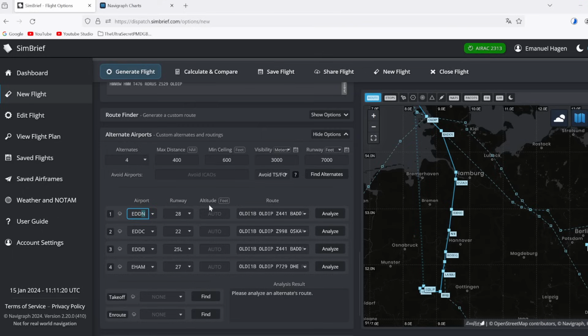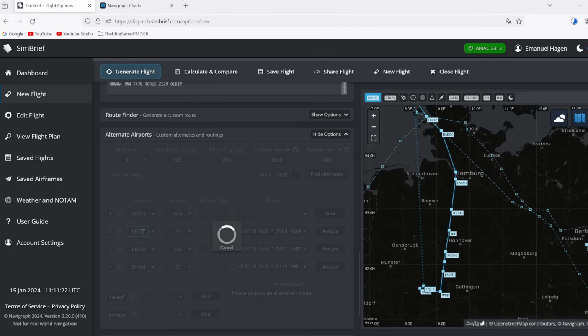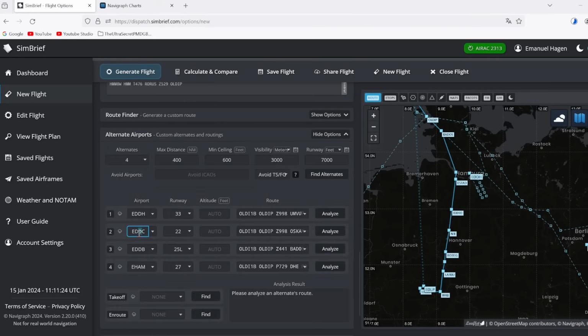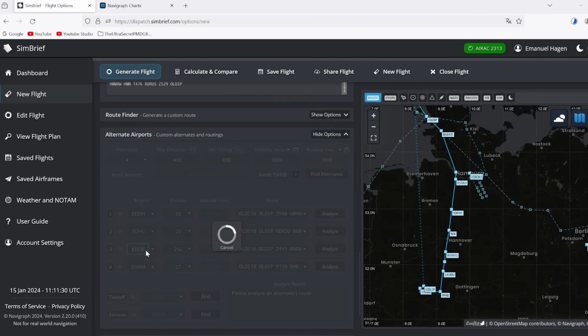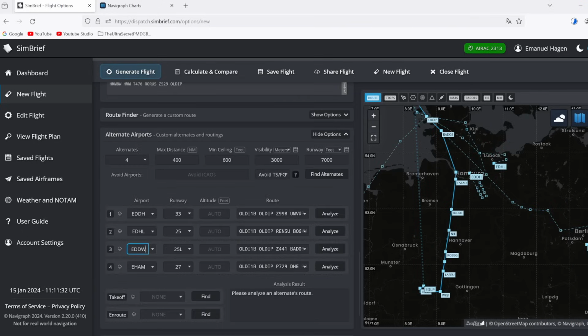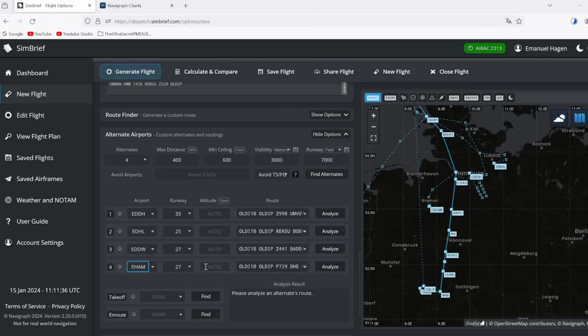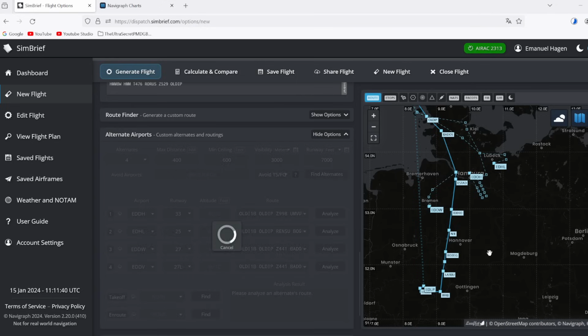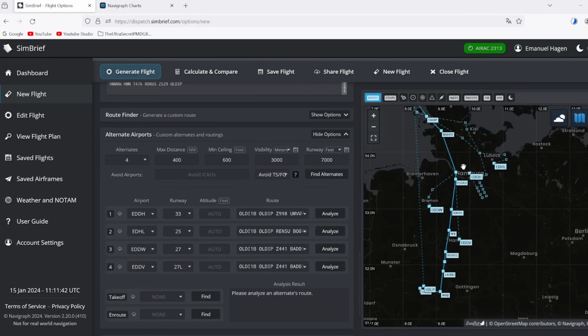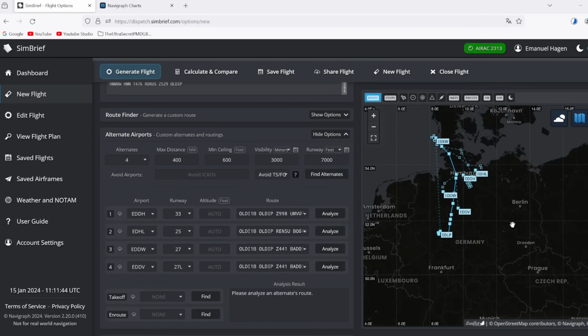So we are going to start with our primary alternate in Hamburg. Then we are going to choose our secondary alternate as Lübeck, Hotel Lima. Then we are going to pick our third alternate as Bremen. And our fourth alternate is going to become Hanover. So now we've got 4 airports which are much closer to our destination than previously, as you can see.